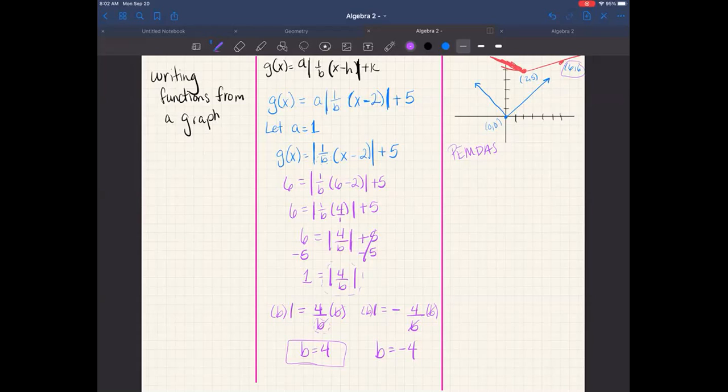So my final equation is g(x) is equal to absolute value of 1/4 times (x minus 2), plus 5. That's my final answer. Questions on how we got there?